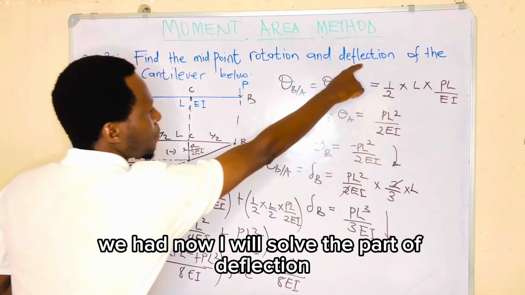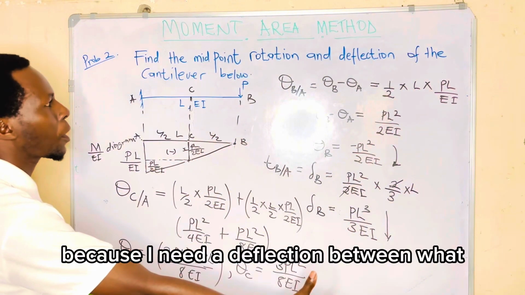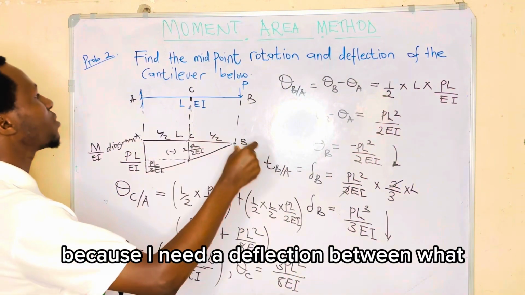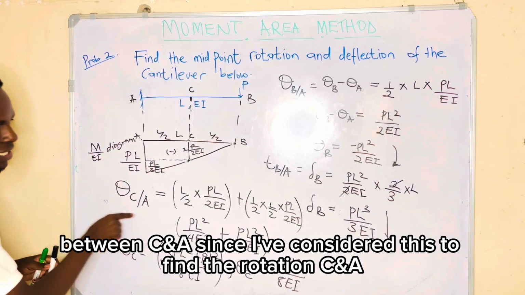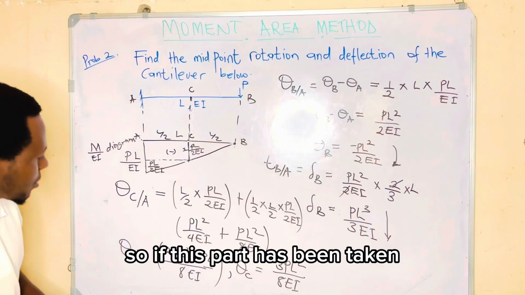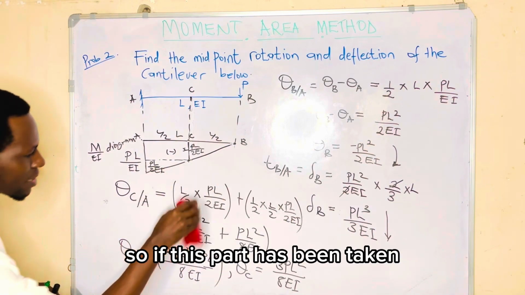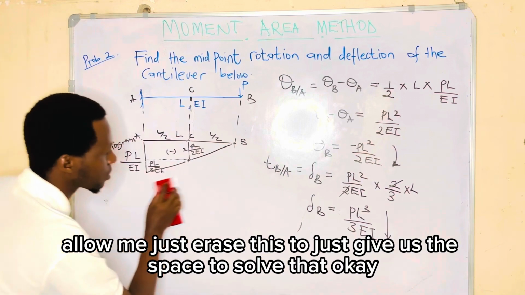Now I will solve the part of deflection. So how do I find the deflection? Because I need a deflection between what? Between C and A. Since I've considered this to find the rotation between C and A, I will have to continue with the same train. So if this part has been taken, allow me to erase this to give us the space to solve that. Okay.